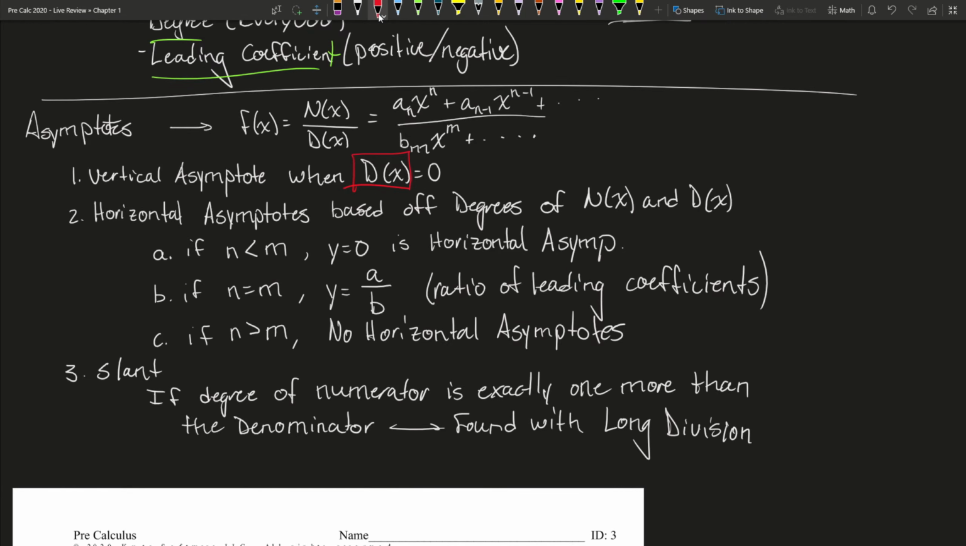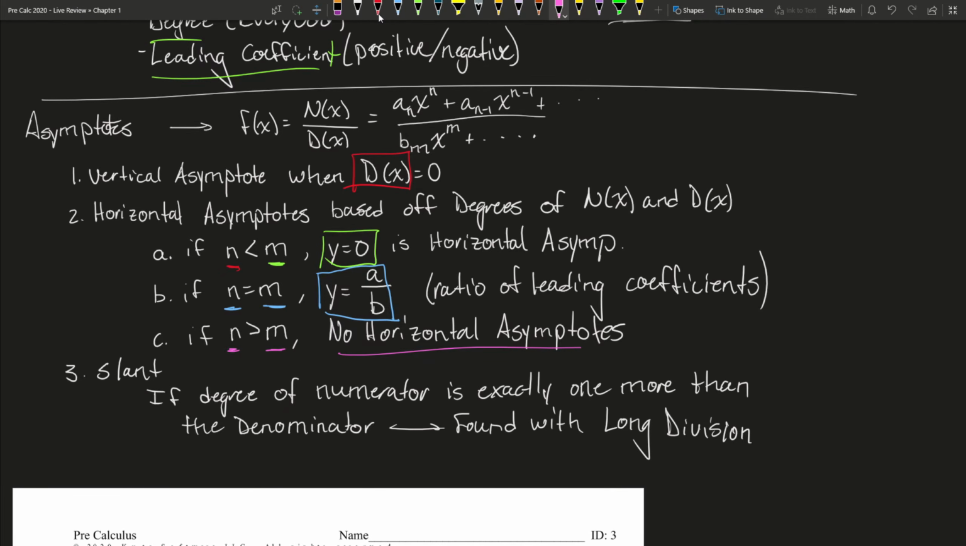Okay, horizontal asymptotes. You can get horizontal asymptotes by finding the degrees of the numerator and denominator and comparing them. If the degree of the numerator is, sorry, less than the degree of the denominator, we have an asymptote of y equals 0. If the degrees are equal, our horizontal asymptote is just the ratio of the leading coefficients. And if the numerator degree is greater than the denominator degree, there are none.